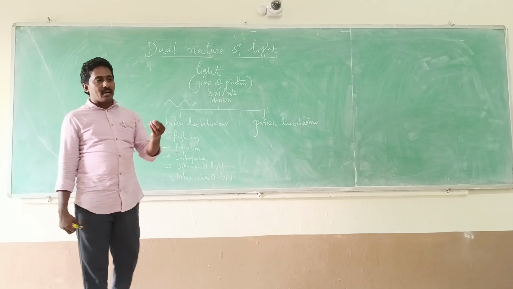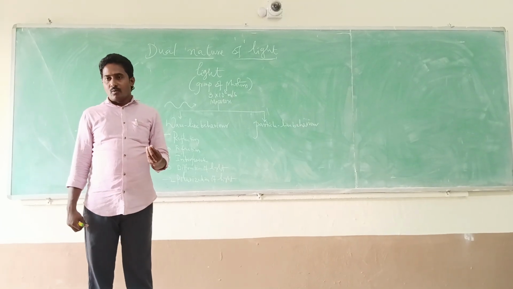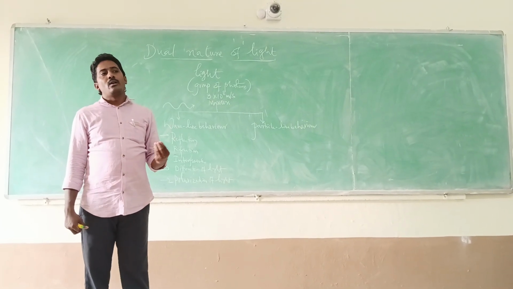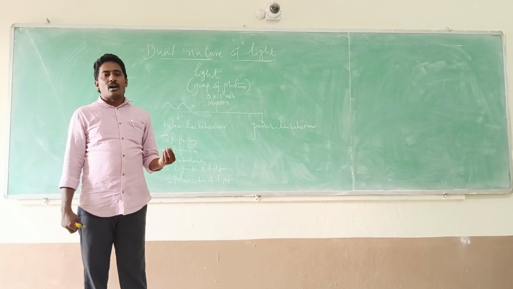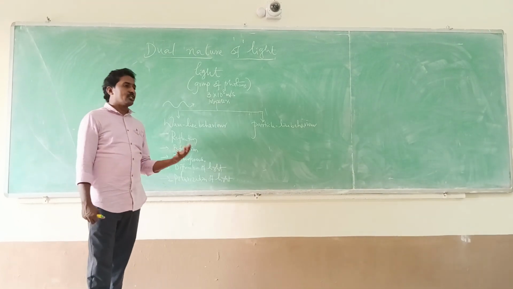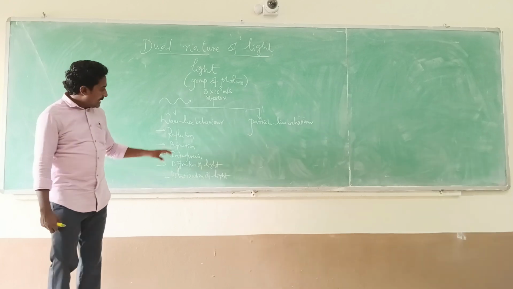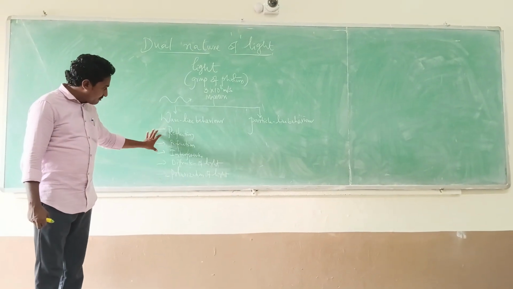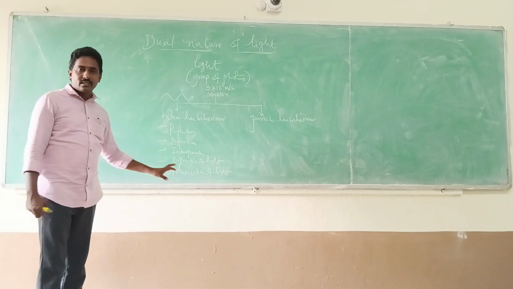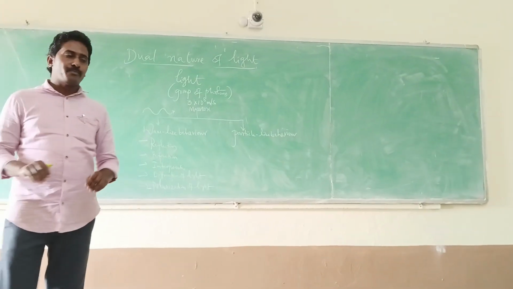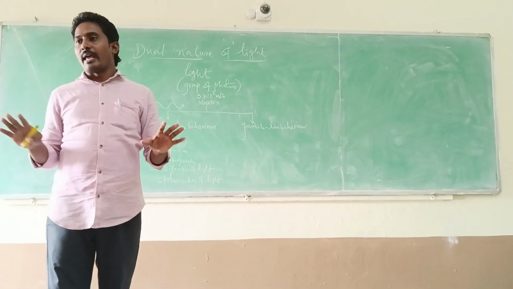Then, what is a Nicol prism? And what is meant by Laurent's half-shade polarimeter? We are also going to see applications of polarization. So these phenomena, reflection, refraction, interference, diffraction, and polarization, directly confirm the wave character of light.